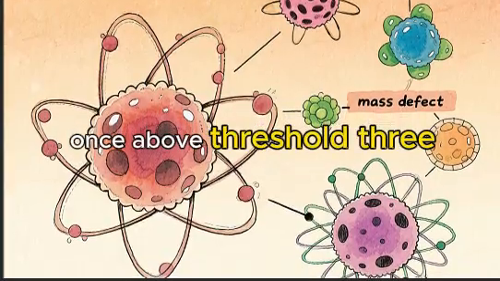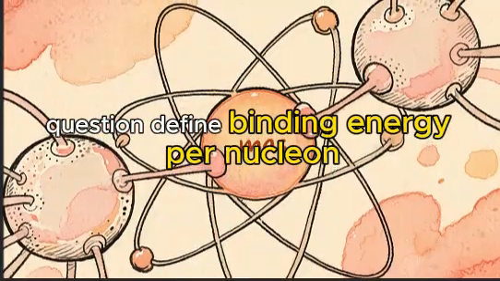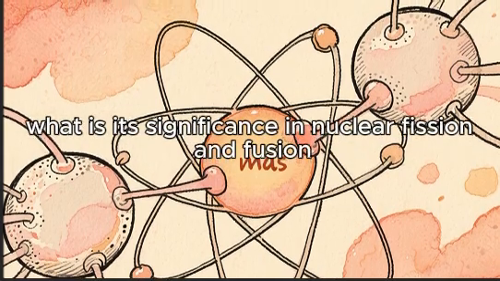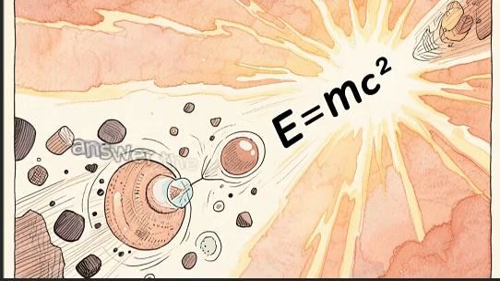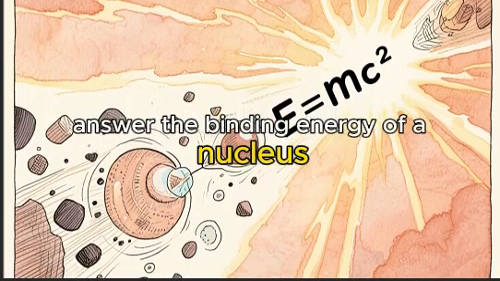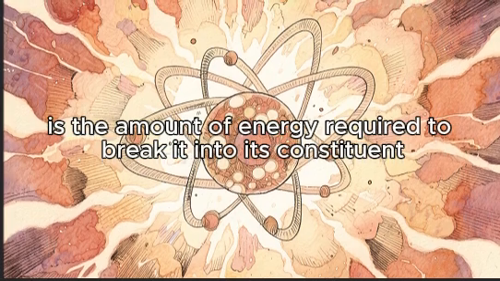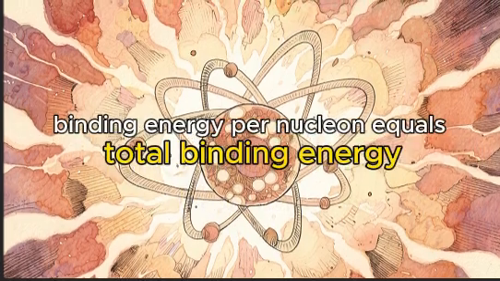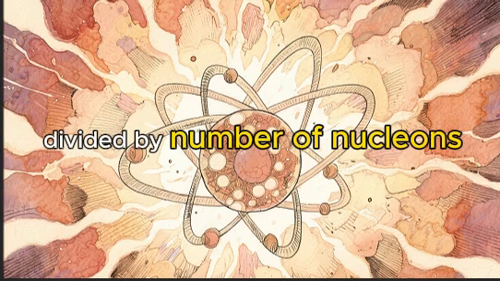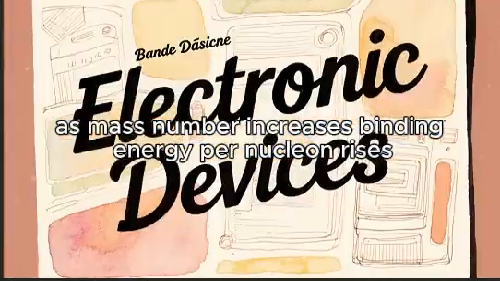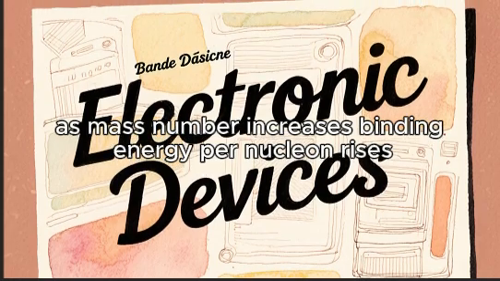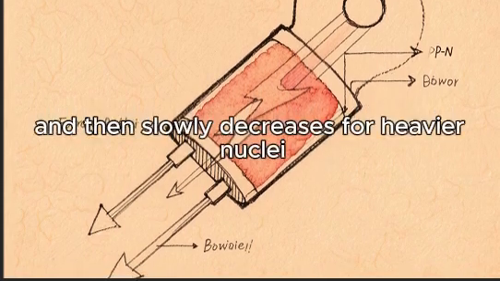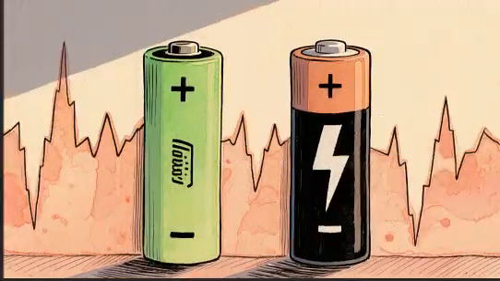3. Question. Define binding energy per nucleon and explain how it varies with mass number. What is its significance in nuclear fission and fusion? Answer. The binding energy of a nucleus is the amount of energy required to break it into its constituent protons and neutrons. Binding energy per nucleon equals total binding energy divided by number of nucleons. As mass number increases, binding energy per nucleon rises, reaches a maximum around the iron or nickel region, and then slowly decreases for heavier nuclei. Significance.